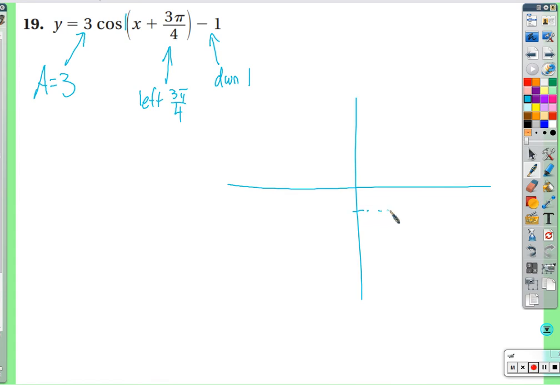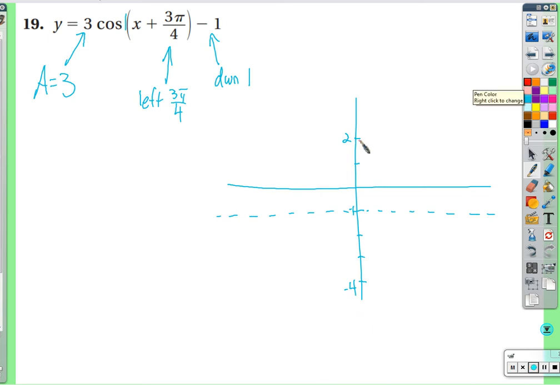So show that shift down 1. Show that amplitude of 3, so that's down at negative 1. That'll come up 1, 2, 3 to 2, and down 1, 2, 3 to negative 4. So that's where we're going to go back and forth. The maximum and minimum are going to be between 2 and negative 4. Check, down 1. Check, it's got an amplitude of 3. And so the last thing to do is left, left 3 pi over 4.